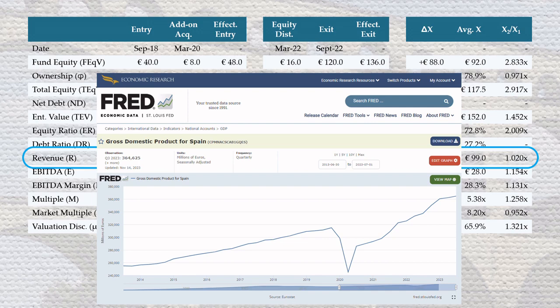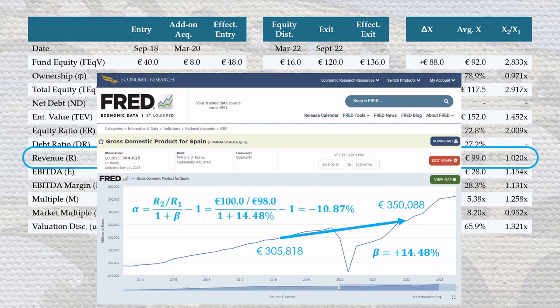According to the St. Louis Fed's website, Spain's GDP went from 306 in 2018 to 350 in 2022, which is an increase of 14.48%. This significantly outpaces the company's revenue growth of 2%, so the company loses market share, which this formula measures as a relative decrease of minus 10.87%.